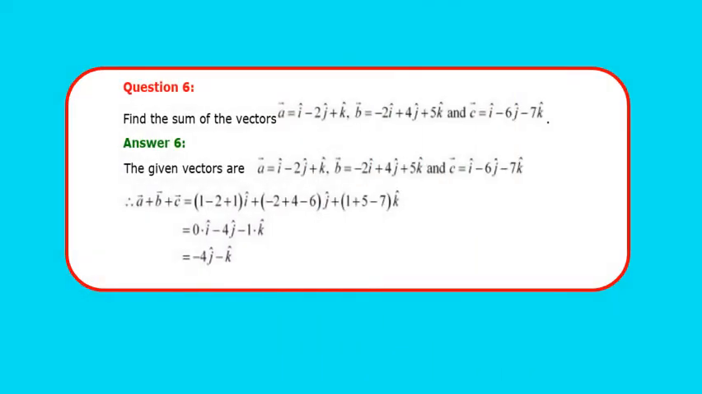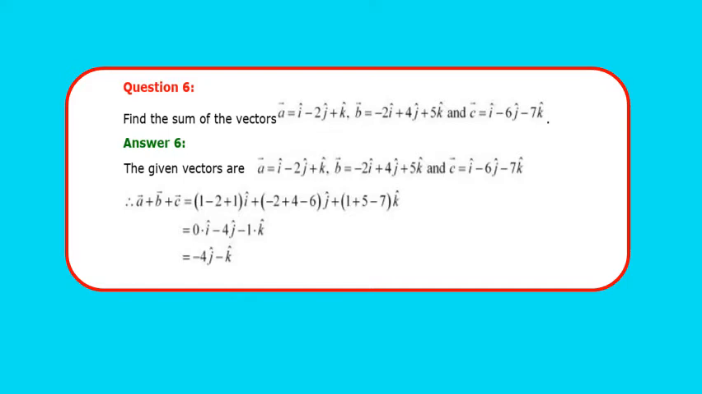Moving to question 6. Find the sum of the vectors a, b and c. So we have the vector a equals i minus 2j plus k, b equals minus 2i plus 4j plus 5k, and c equals i minus 6j minus 7k. So we have to find simply the sum. So we have to add the coefficients of i, j and k.